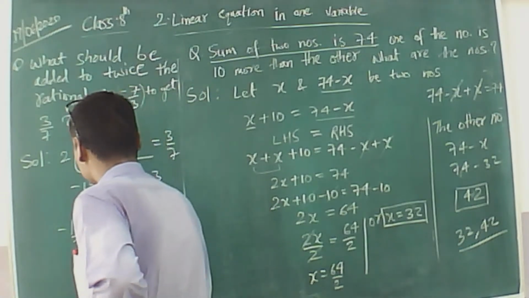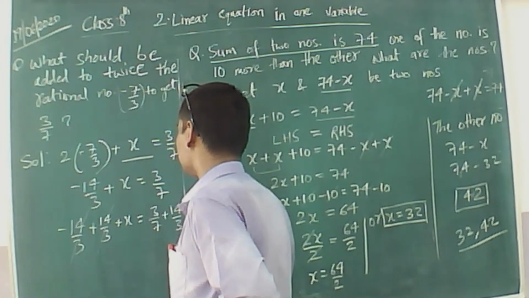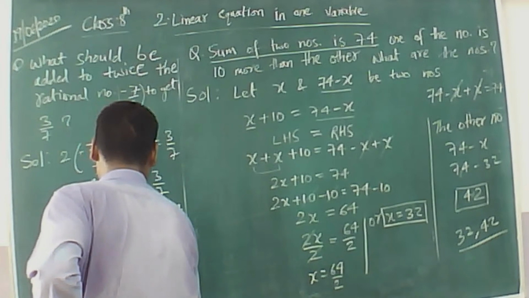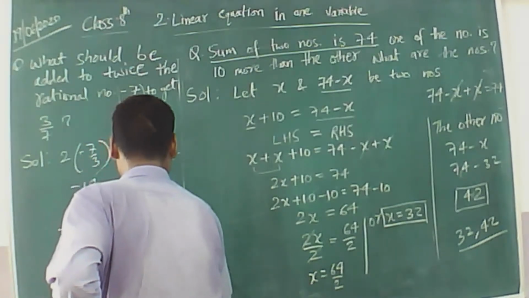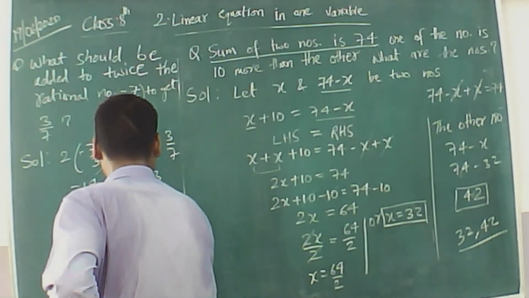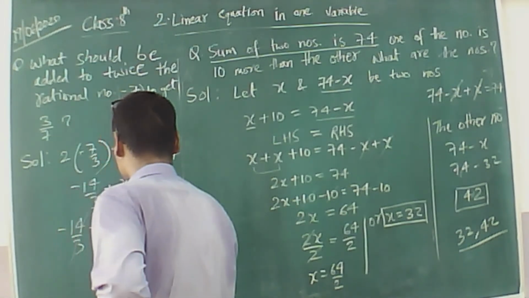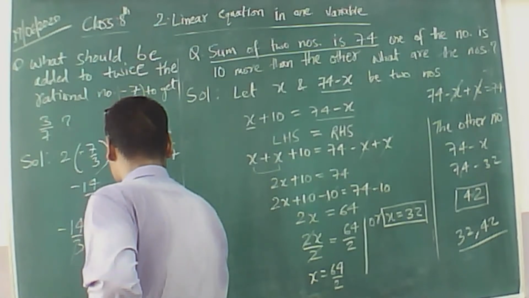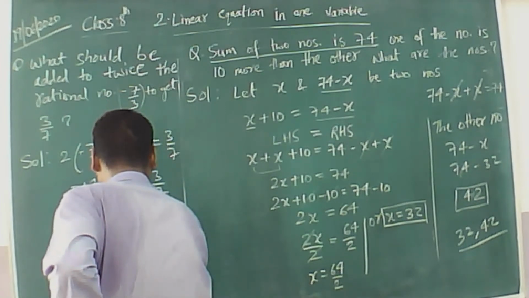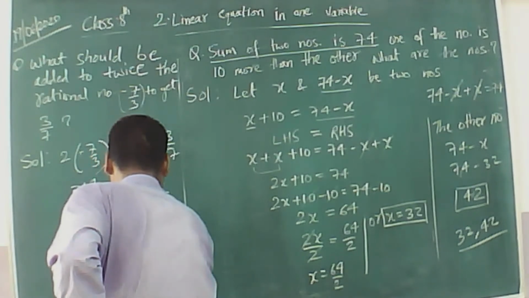This 14 by 3 gets cancelled with minus 14 by 3, and here we have to take the LCM. LCM will be 21. So here we are left with x is equal to 3 times 9 plus 14 times 7, 98. So x will be equal to 98 plus 9, 107 by 21.